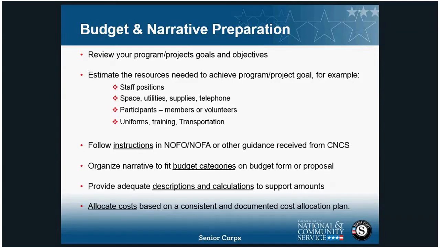And if you're allocating costs, the cost should be based on a consistent and documented cost allocation plan. Examples include level of effort, that would be based on percentage of time spent on the activity times the salary. Rent, that would be total CNCS program space divided by the host agency space. Expenses, percentage of expenses for the program versus the total organization's expenses.